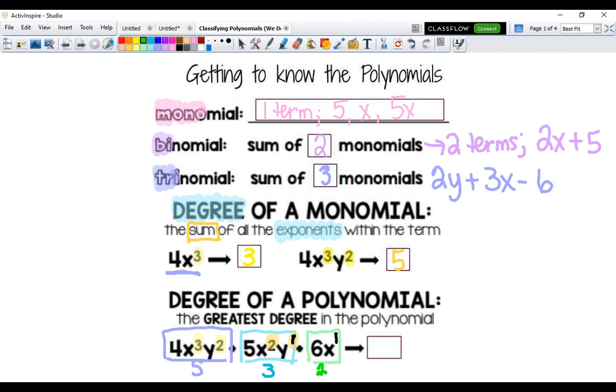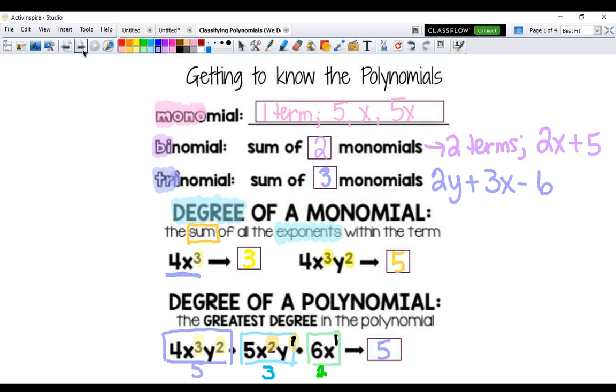Now, what they asked me was, what is the greatest degree? The degree of a polynomial, when it has more than one term, is whichever one is the highest. Well, what's the highest number? 5, 3, or 1? So the degree of this polynomial is 5. All right, let's do a couple practice problems.